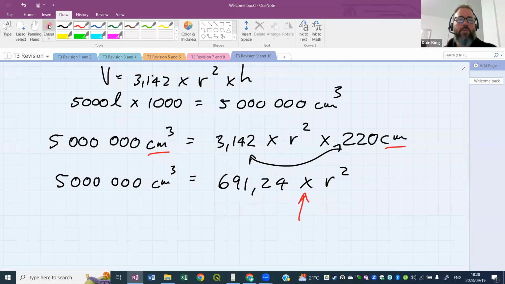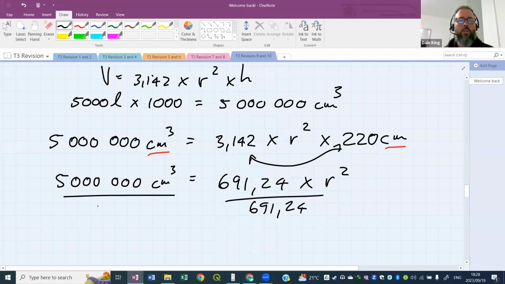So we will do the opposite operation, or the inverse operation. We'll have to pry it off and flick it off by doing the inverse operation. The inverse of multiply is divide. So divide by 691,24. But what you do on the right-hand side, you also have to do on the left-hand side. Dividing by 691,24 there and there cancels it off on the right-hand side.